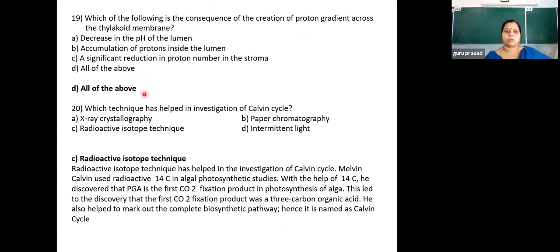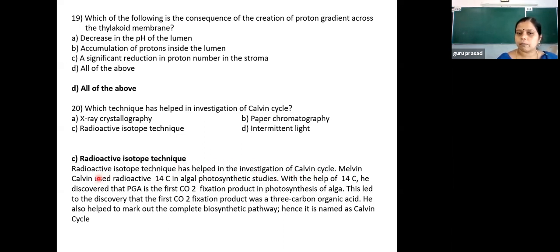Okay. So next, which technique has helped in investigation of Calvin cycle? X-ray crystallography, paper chromatography, radioactive isotope technique, intermittent flash. The correct option is what? Radioactive isotope technique. How? This is the correct option, because see here, radioactive isotope technique has helped in the investigation of Calvin cycle.